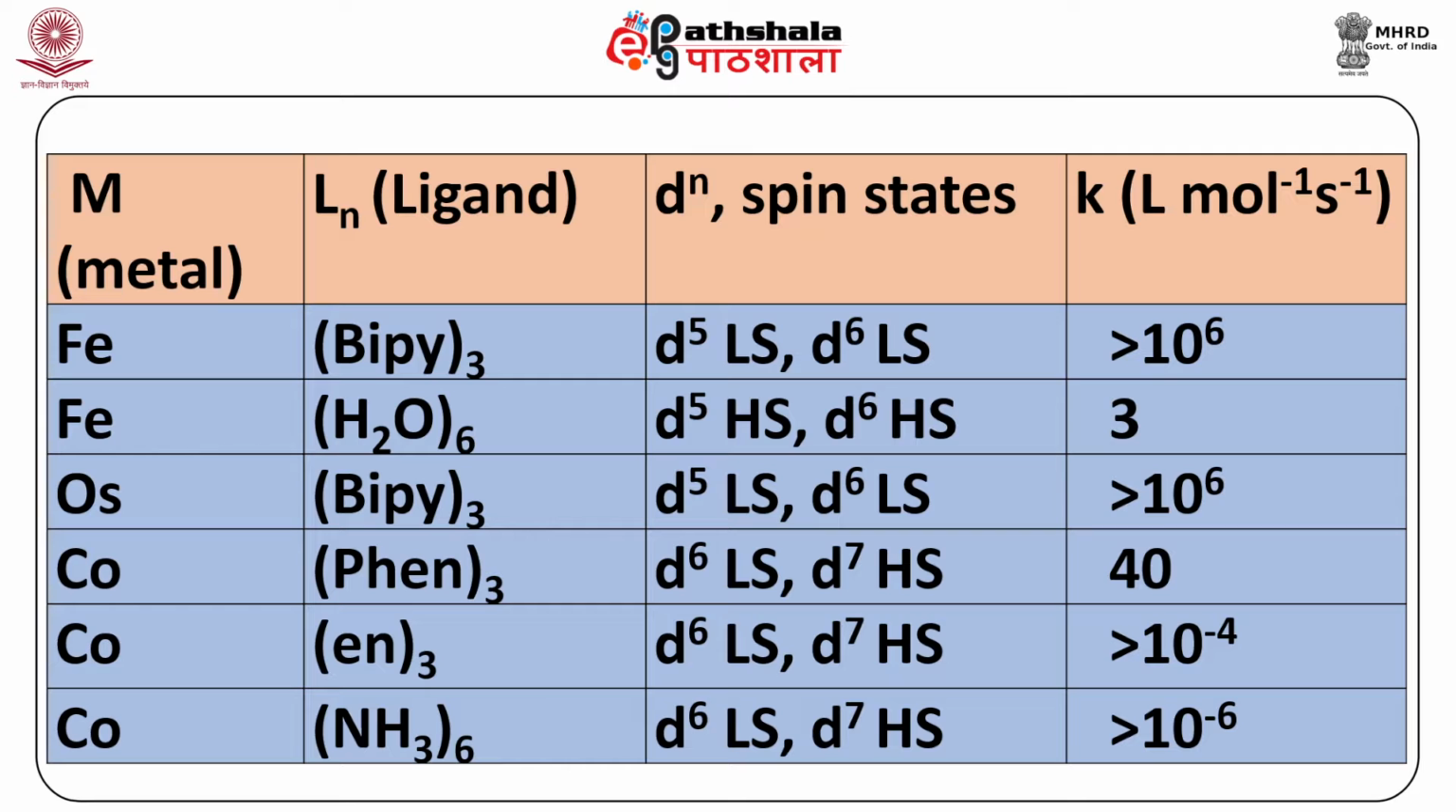On the other hand, when the tris ethylenediamine system is attached to the cobalt center and cobalt is d6, that is +3, it is low spin, but when cobalt is +2 it is d7 high spin, and the rate is now much slower, about 10 to the power minus 4. These are the data from which you can understand the role of ligands and the electronic configurations of the metal center, which play a significant role in outer sphere types of reactions.